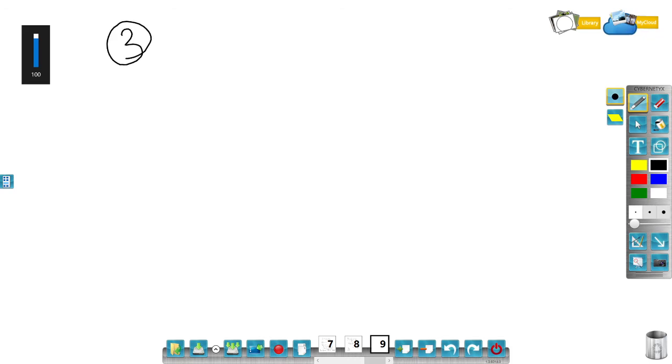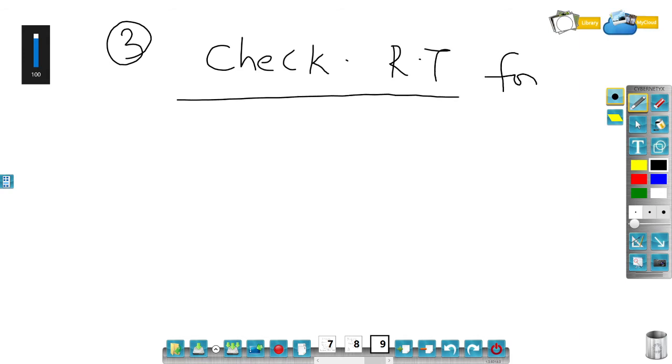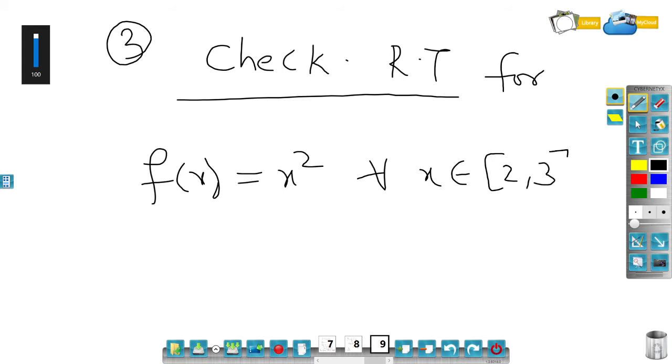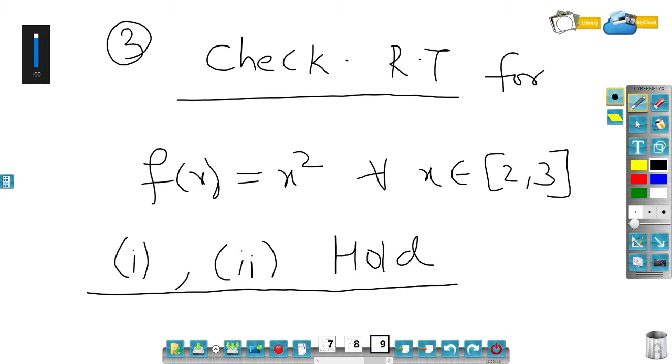Then the third one: check Rolle's theorem for f of x is equal to x square for all x belonging to the closed interval 2 comma 3. Now you could see that here conditions 1 and 2 hold because f is a polynomial. Being a polynomial, it is continuous. F is again a polynomial. Being a polynomial, it is differentiable on the open interval 2 comma 3.